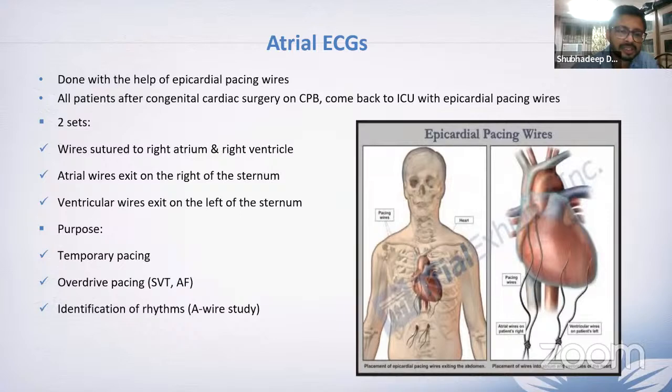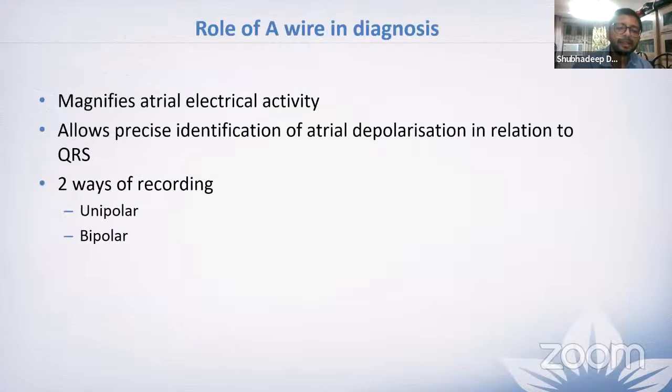Whereas if you have pacing wires, because the pacing wires are directly fixed on the surface of the heart, these electrical conductions are directly recorded from the surface of the heart. So you might be able to identify a rhythm better. Usually these patients come back with two sets of pacing wires, one which we call atrial wires on the right atrium, and one which we call ventricular wires on the right ventricle. I'm not going into a lot of details about this, but as I said, it magnifies the electrical activity of the heart.